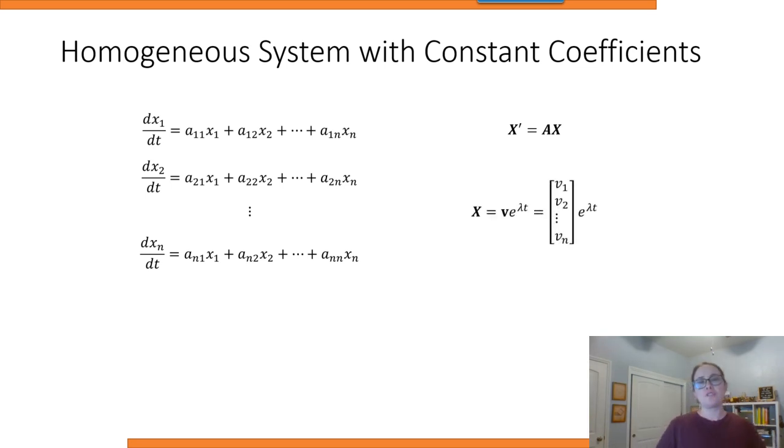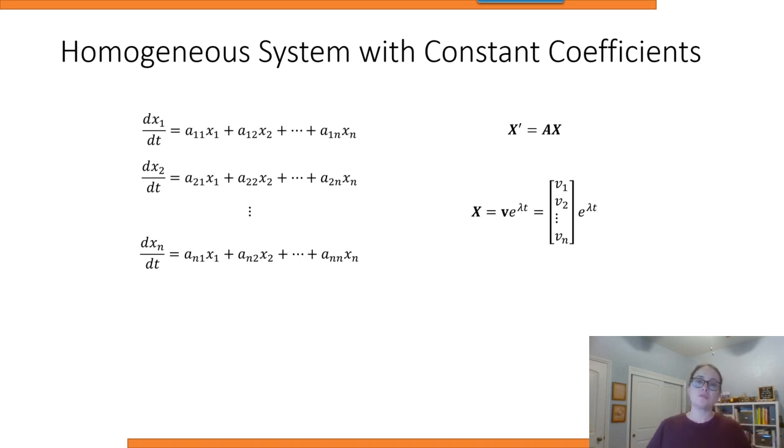Okay, so to solve one of these, we're going to solve it very similar to how we solve just a single differential equation with constant coefficients. We proposed a solution. Back then it was y equals e to the mt or rt, something like that. And we would plug in that proposed solution along with its derivatives into the differential equation.